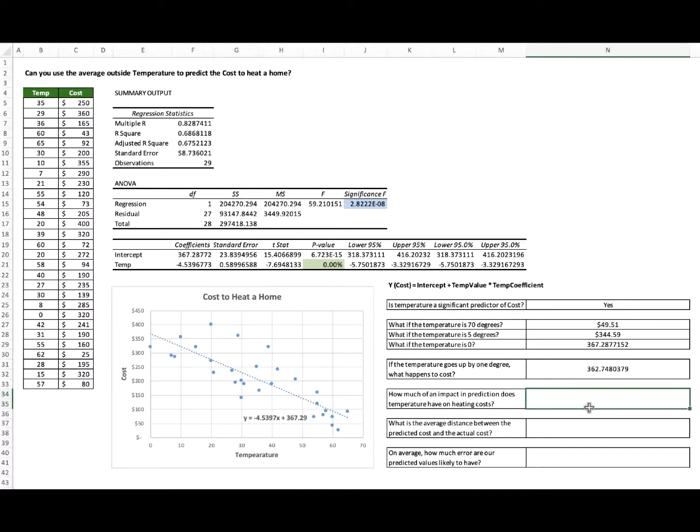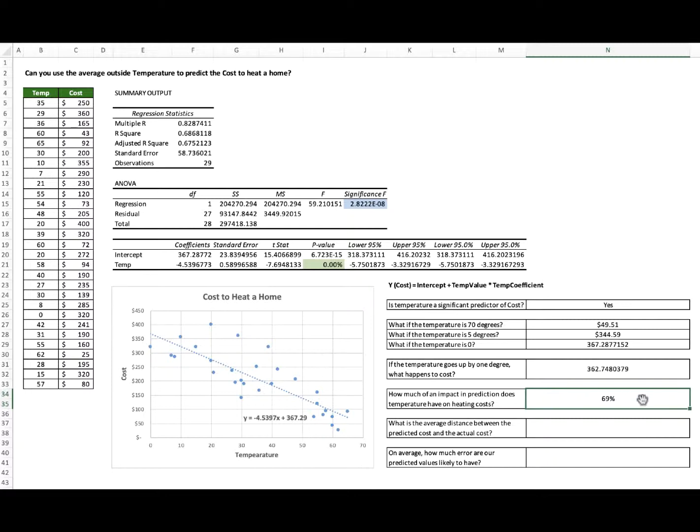All right, now it says, how much of an impact in prediction does temperature have on heating costs? Well, we know it has some sort of impact. It's significant because the p-value is less than 0.05. We've determined that already. But how much of an impact does it actually make? It's not necessarily causing it, but on this prediction, how much of an impact is it going to make? And that simply, for a simple linear regression, is your r-squared value. And these are percentages. So 68% of the change in a heating cost in a home is due to temperature. That's what this says.